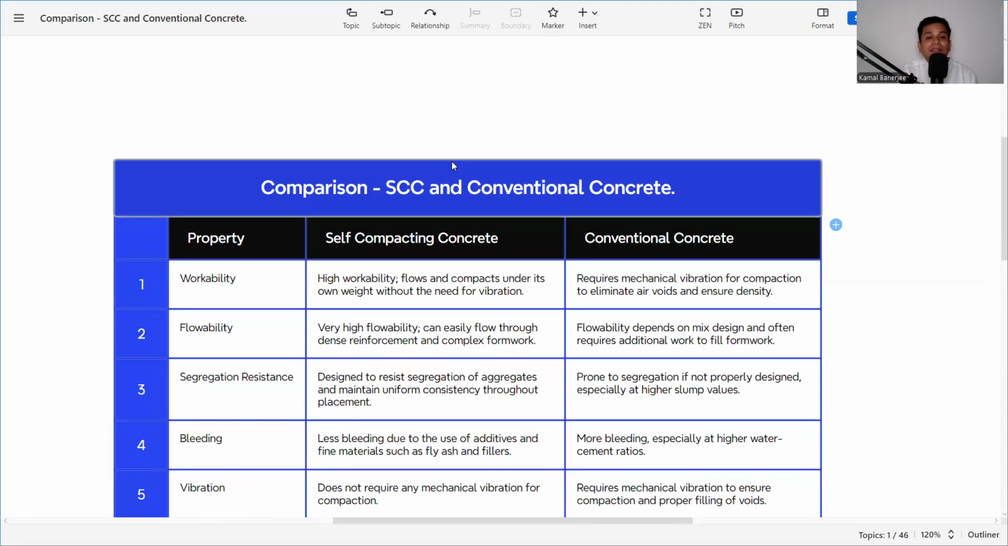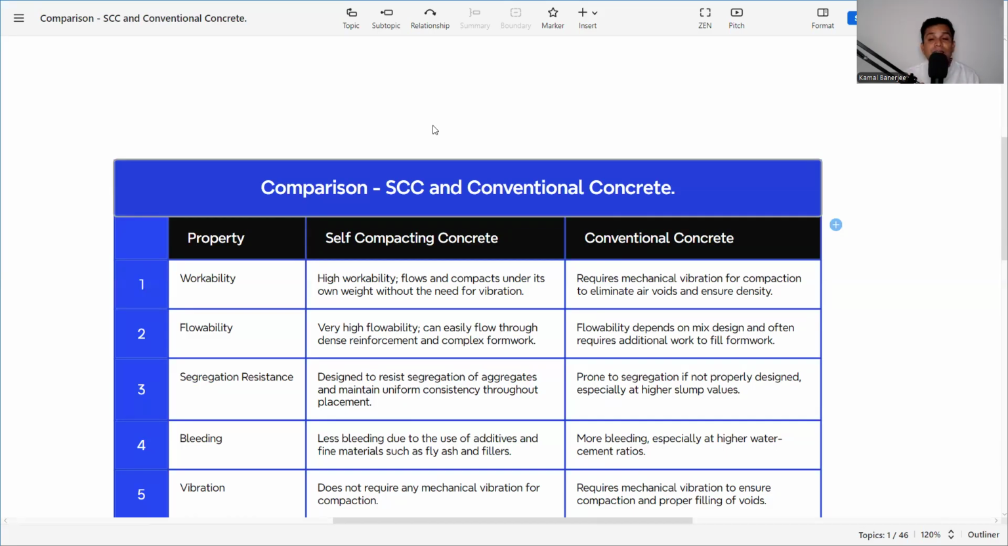The first comparison is the workability. Self-compacting concrete, or SCC, has high workability, flows and compacts under its own weight without the need for vibration. So it is flowing under its own weight and compacting itself. There is no need for workers, no need for manpower for the vibration. But on the other hand, the conventional concrete requires mechanical vibration for compaction to eliminate air voids to ensure density.